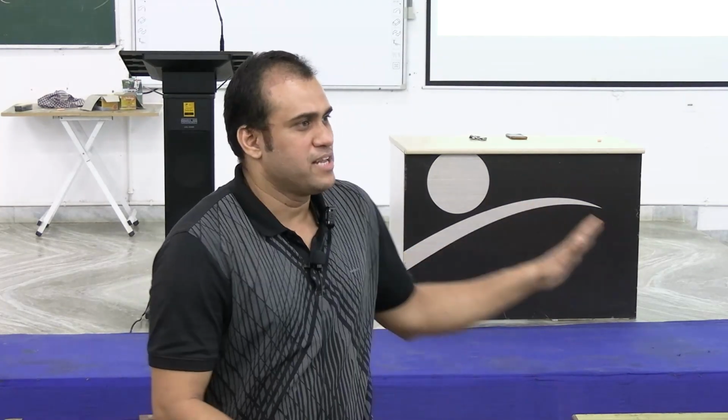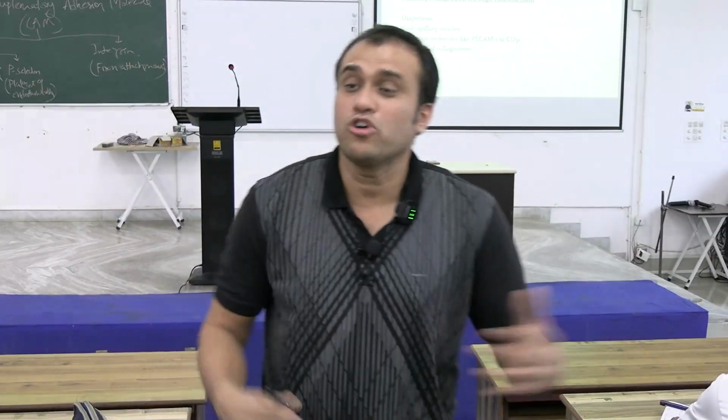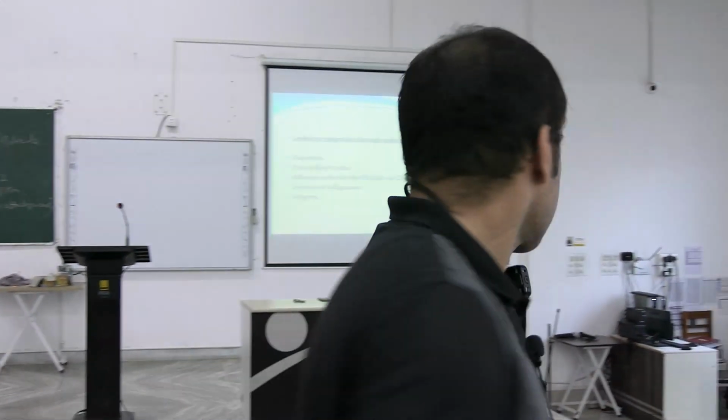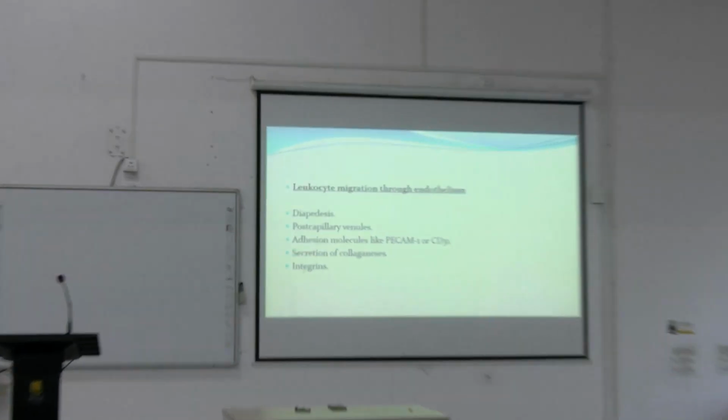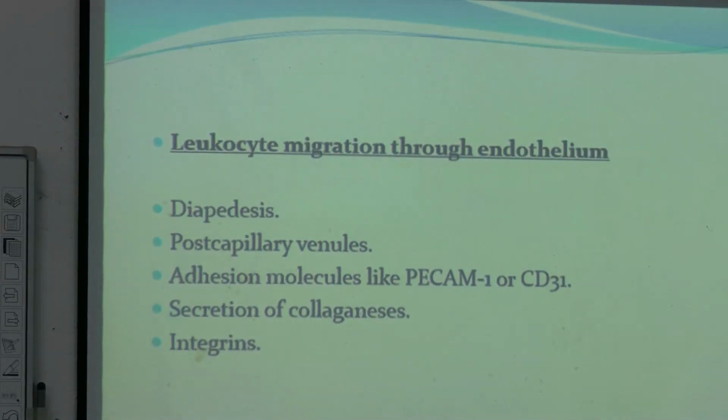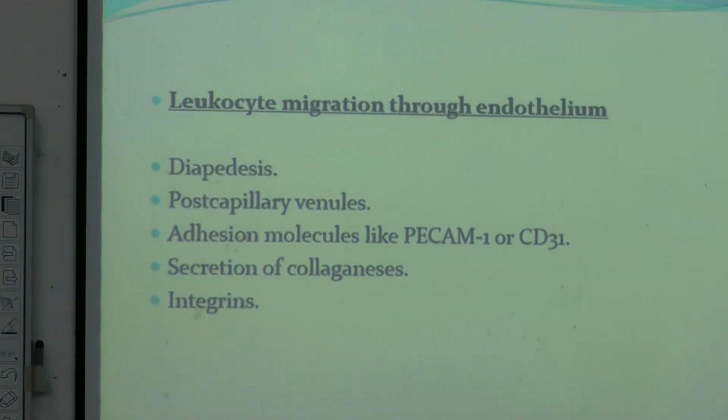I take shortcuts, a backdoor entry. I'll just put the word, I'll put the diagram, I'm going to explain, and you have to go and read. Reading is up to you. My job is to explain, your job is to read. So how will the leukocyte emigrate? The process is known as diapedesis, and this diapedesis mostly happens in post-capillary venules, right? Again, adhesion molecules like PECAM, CD31, I have more or less told you.